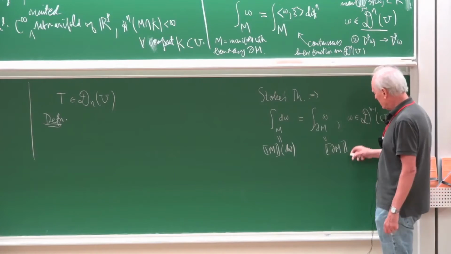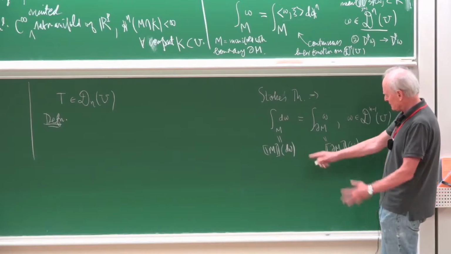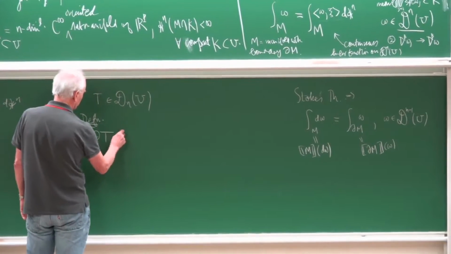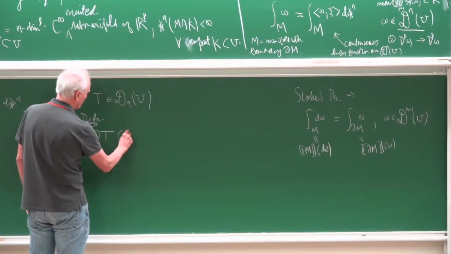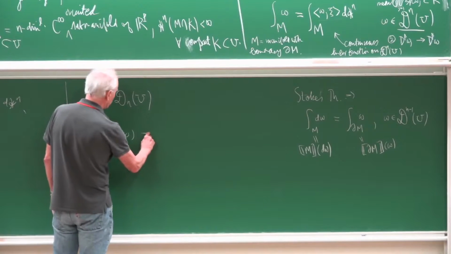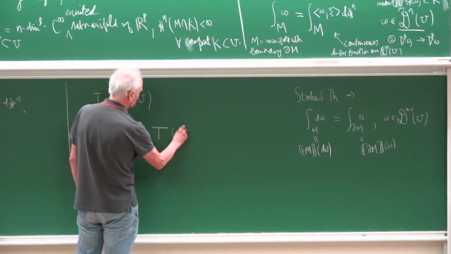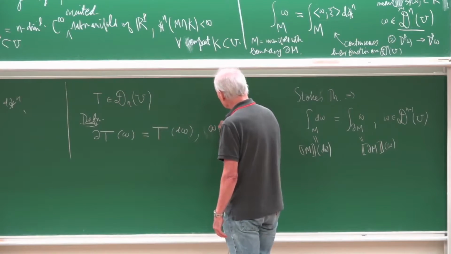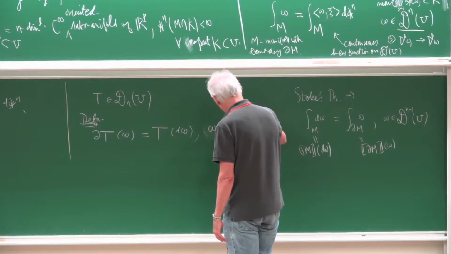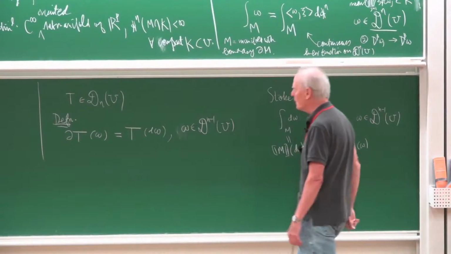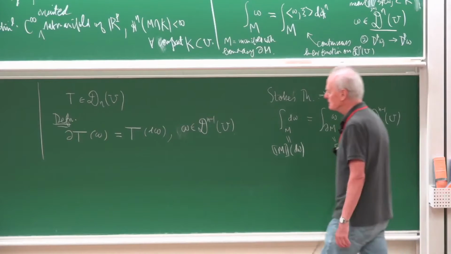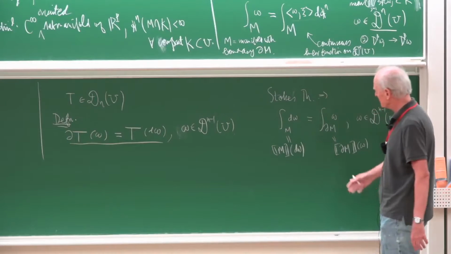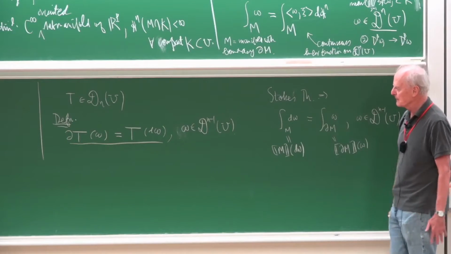So that motivates the definition of boundary generally. We say that the boundary of T is the n minus 1 current that you get by taking T of d omega, and that's for any omega in D^(n-1)(U), any n minus 1 form with compact support. So that's a very nice, simple definition, and it's certainly motivated by Stokes' theorem.